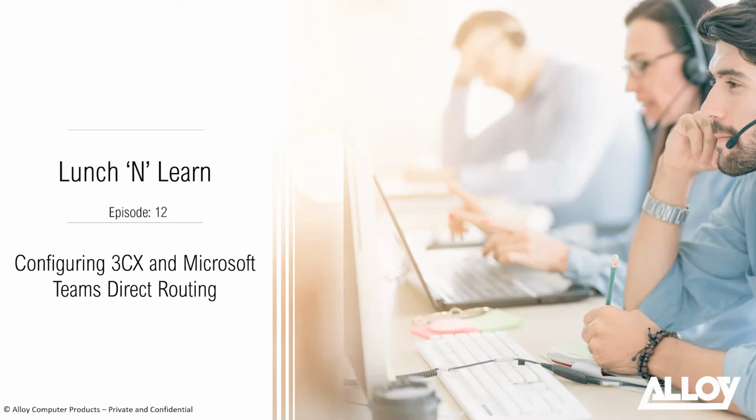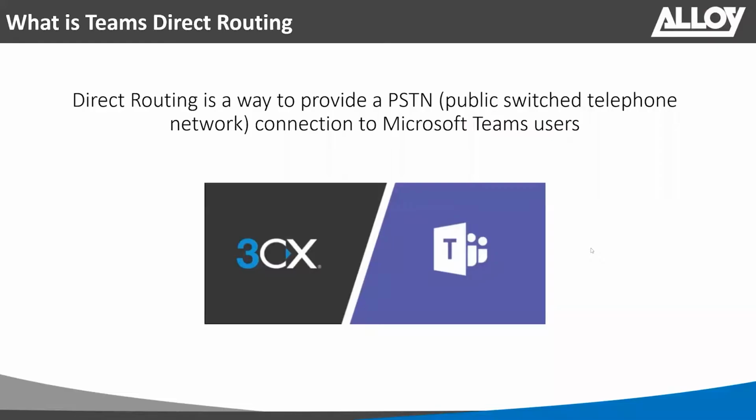Today I'll go through how to configure 3CX and Microsoft Teams direct routing. And we'll go through a short live demo how to do that as well. Most companies use Teams mainly to communicate within the company, and use PBX to communicate externally. But with direct routing, you can provide a way for Microsoft Teams to connect to the normal phone network. So you can make external calls directly from your Teams client.